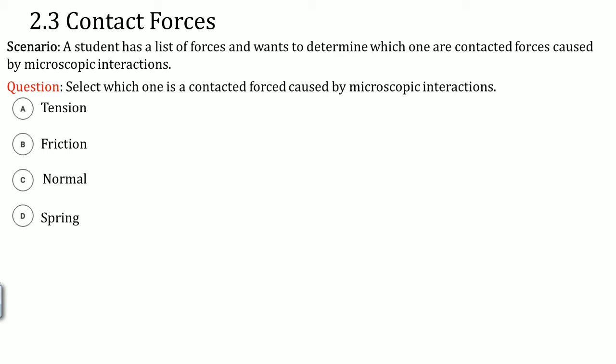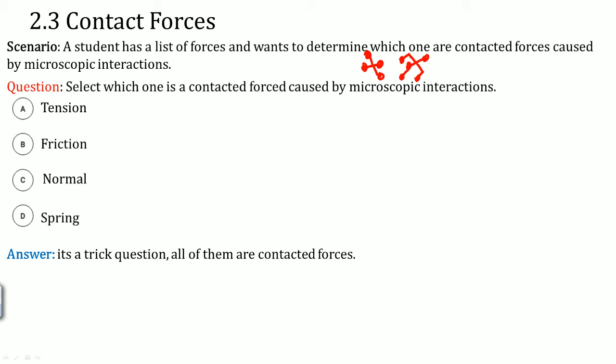It is basically an atom together with some molecules right here, interacting with another molecule here. As long as it behaves on the atom level, or if you've seen Ant-Man, think about that level, okay? So, which one of these are contact forces? It's a trick question. All of them are contact forces.